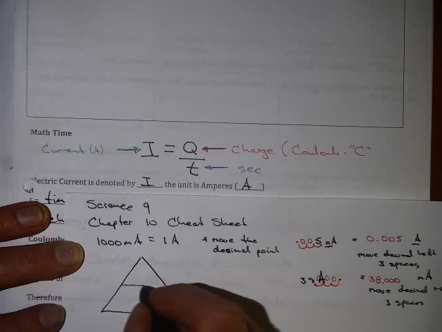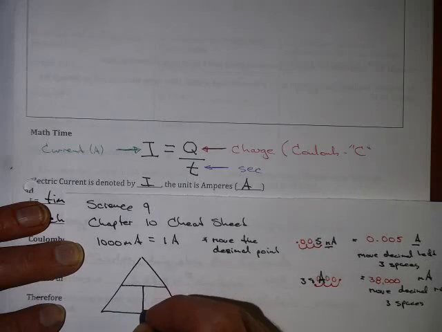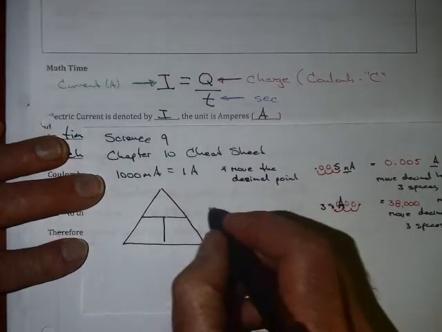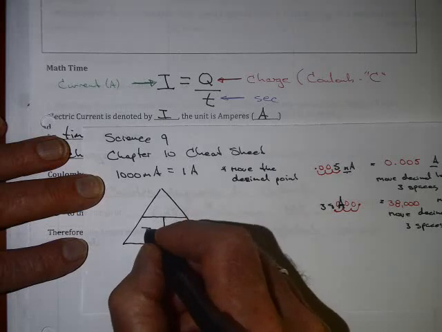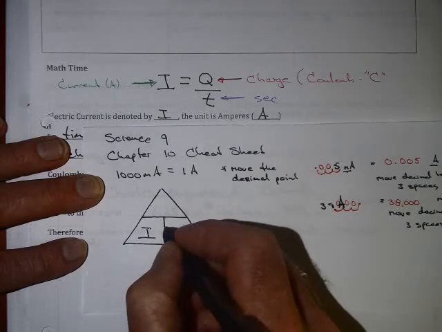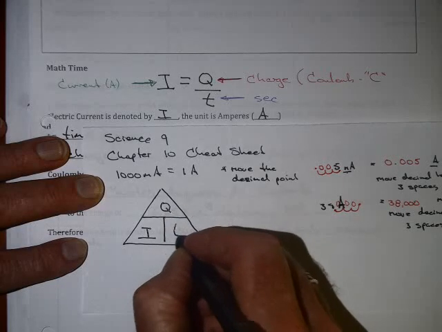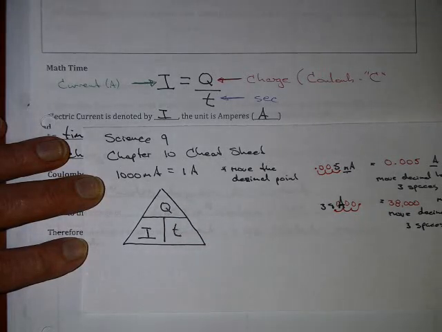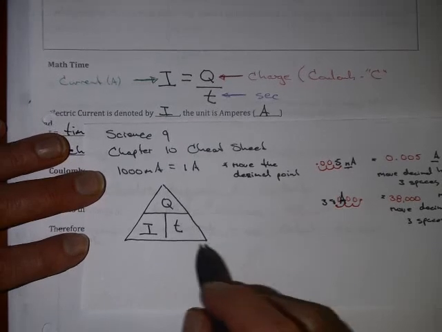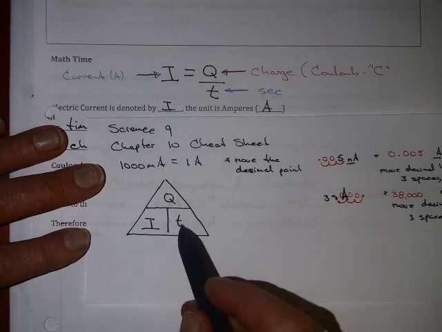And you can make your own, where I is equal to Q over T. So now you can be asked any question. If you're given any two of these, you can solve for the third.